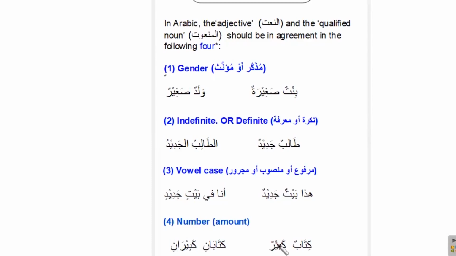But in Arabic, it is not so. In Arabic, if you are describing one person, the spelling of the adjective is one thing, and then if you are talking about dual, if you are describing two people, the adjective should be different. If you are talking about three or more people, the adjective should be different.